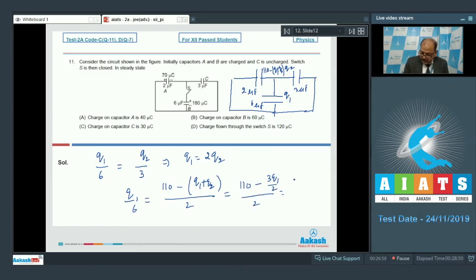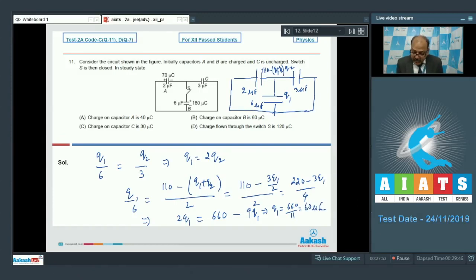Let's simplify further. This is 220 minus 3 Q1 by 4. So we have now 2 Q1 equals, because the factor of 2 will go from both sides, 2 Q1 is equal to 660 minus 9 Q1, or 11 Q1 is 660, so Q1 is 660 by 11, and that means it is equal to 60 microcoulomb, which means charge on capacitor B is 60 microcoulomb. So option B is correct.